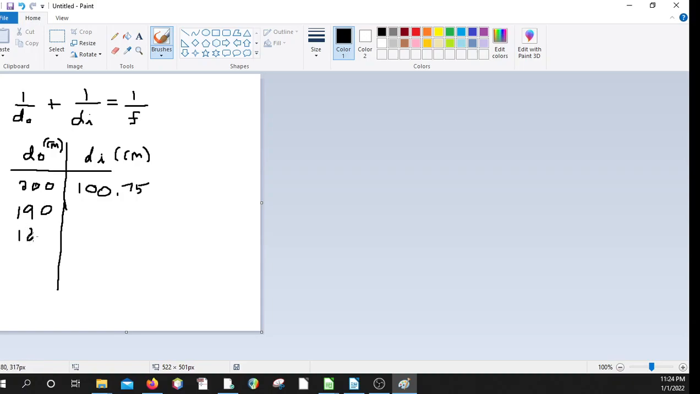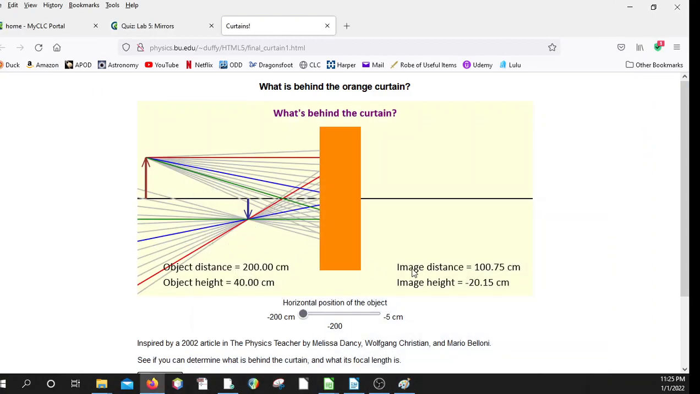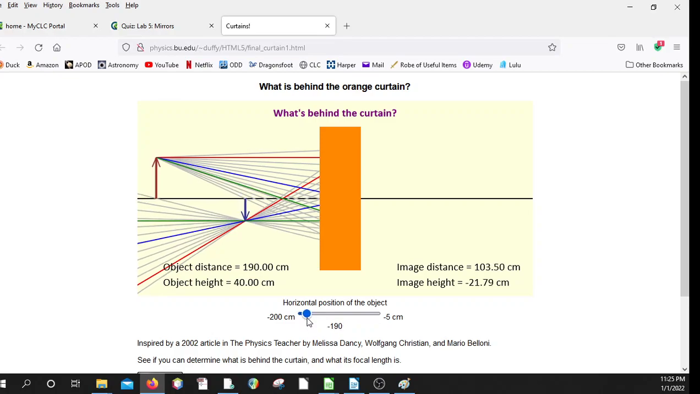If you're working with just one screen, it's probably best to actually do this on paper. Just make the table. You can fill out this column here for dO, and then just go to the simulation and fill in the numbers. So we go to 190. Sometimes it's actually hard to get it. Maybe it'll be 189 or 191. And if that happens, big deal.